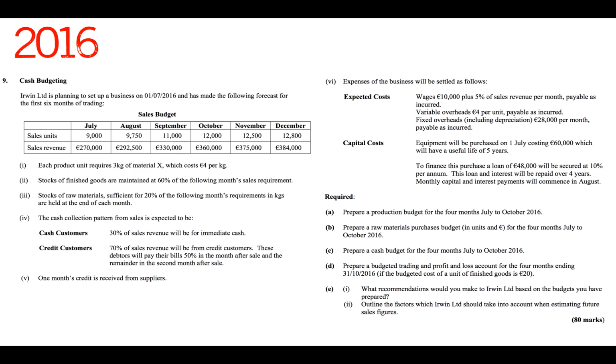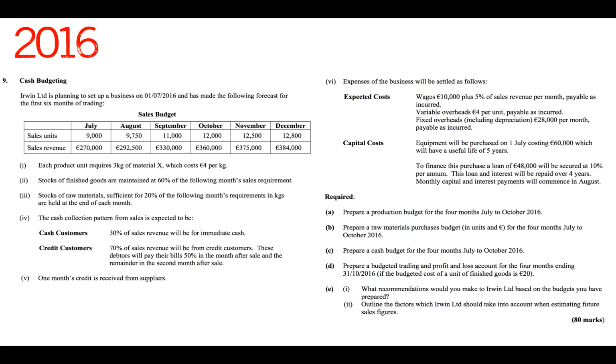So required, Part A, prepare a production budget for the 4 months July to October 2016. Now it's very important that you see there it's only 4 months, July to October. Part B, prepare a raw materials purchases budget in units and in euros for the 4 months July to October 2016. C, prepare a cash budget for the 4 months July to October 2016.